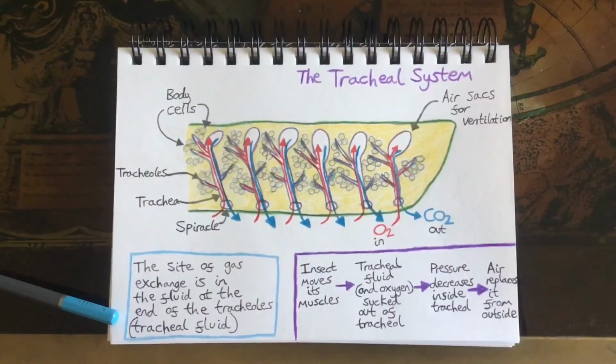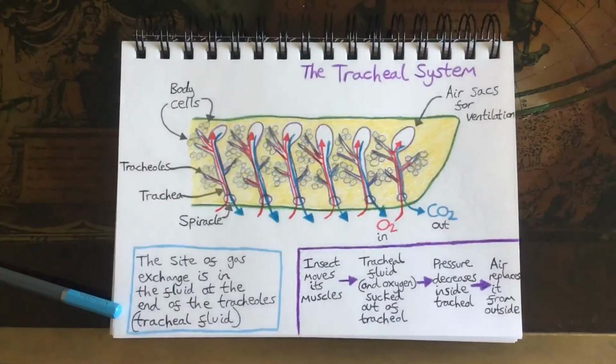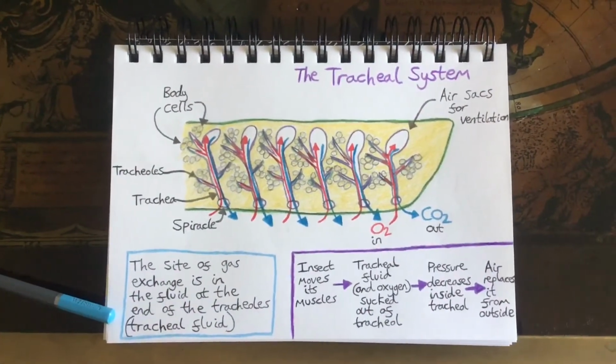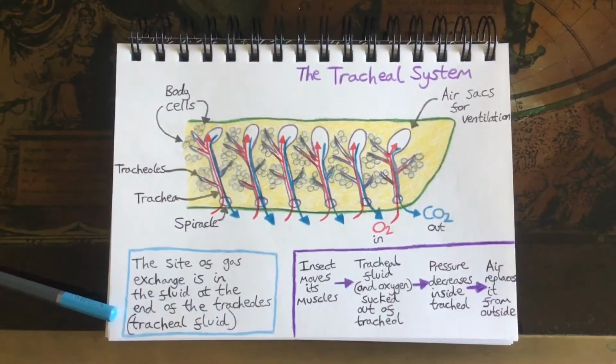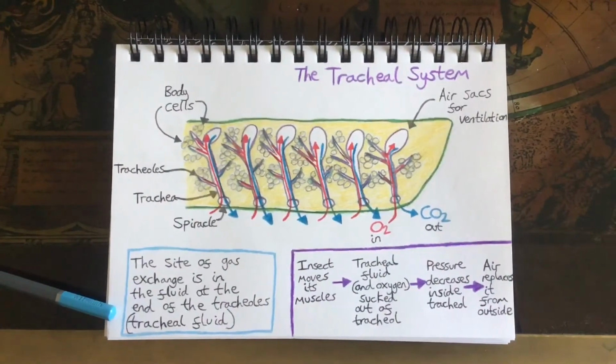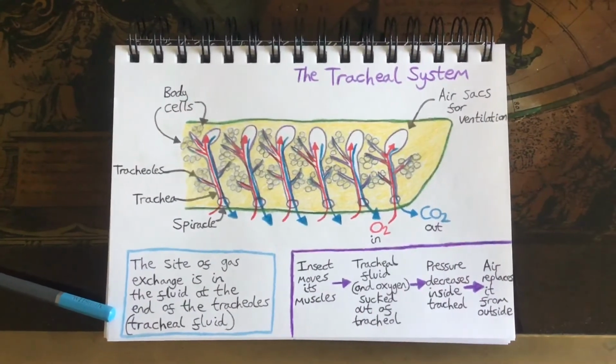And just to note that some larger insects do also have air sacs. So grasshoppers are an example of a larger insect, and they do have air sacs at the very end of the trachea. And I'll talk about why they're important in a little while. But not all insects have them, just note that, okay?